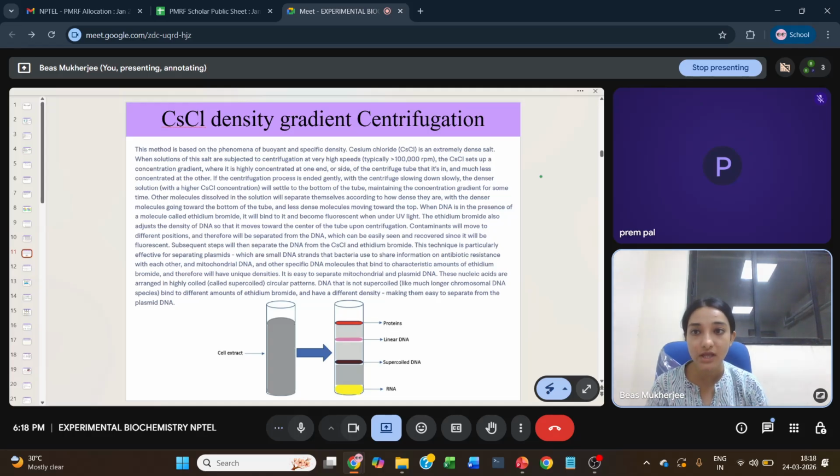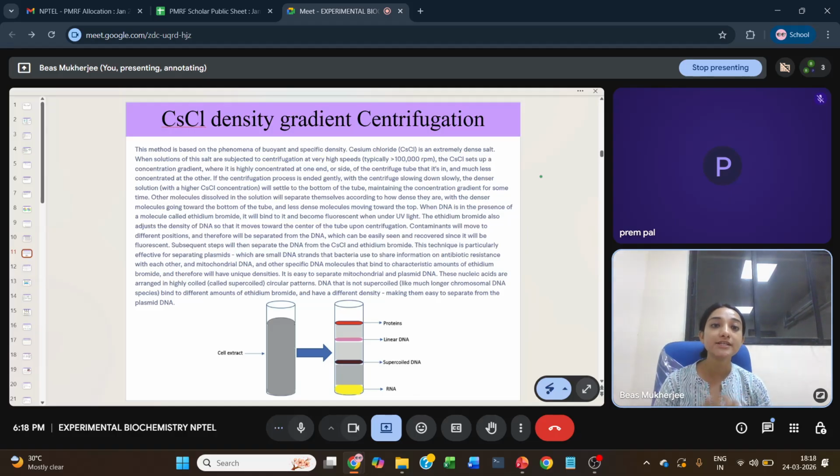Now, other molecules dissolved in the solution will separate themselves according to how dense they are, with the denser molecules going towards the bottom of the tube and the less dense molecules going towards the top of the tube. When DNA is in the presence of a molecule called ethidium bromide, it will bind to it and become fluorescent under UV light, right?